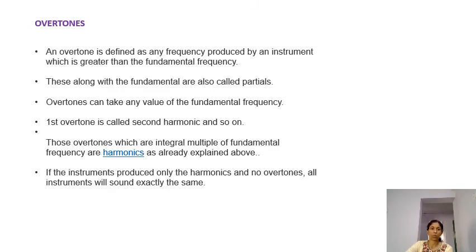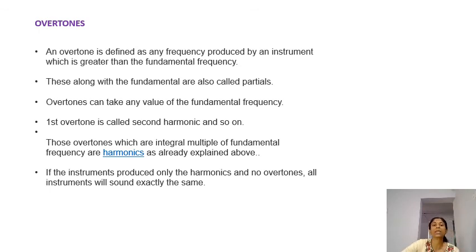Next is the overtone. An overtone is defined as any frequency produced by an instrument which is greater than the fundamental frequency. It may be 5n or it may be 6n. Harmonics are defined as integral multiples of the fundamental frequency, while an overtone is a frequency above the fundamental frequency. Initially it may be a second harmonic, a third harmonic, or a sixth harmonic, and so on. There is no constraint in this. Any frequency which is greater than the fundamental frequency is called an overtone.